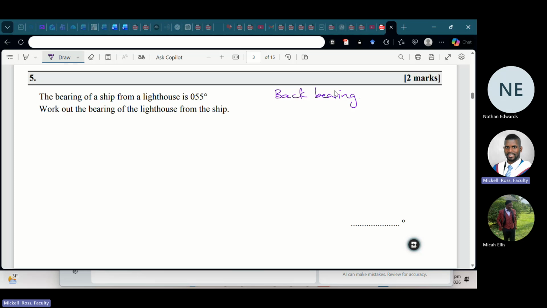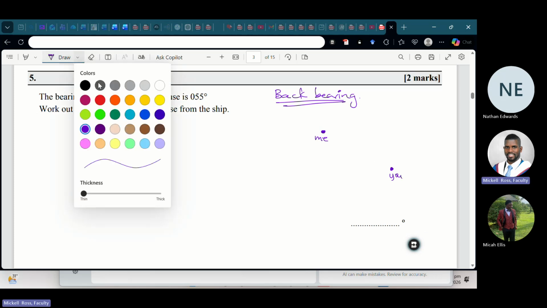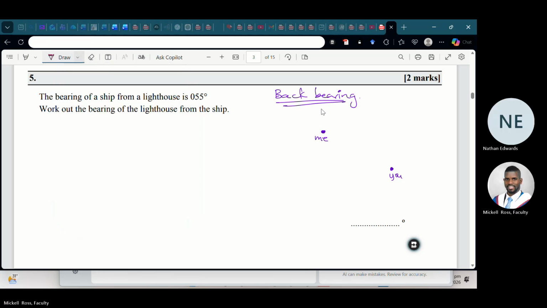So let me show you how back bearing works. All right, so it's just as I used the example earlier. Say me, let's just use two dots, me and you. Back bearing only works between two points, which means the same two points, right? Like two people looking at each other. All right, so let's look at this one.